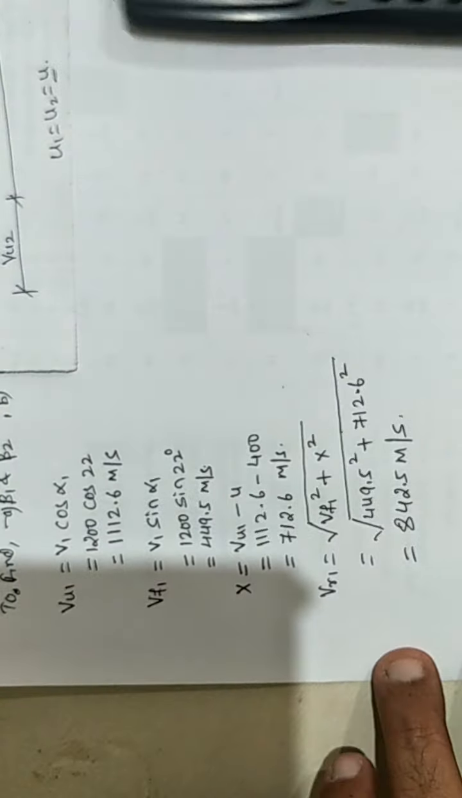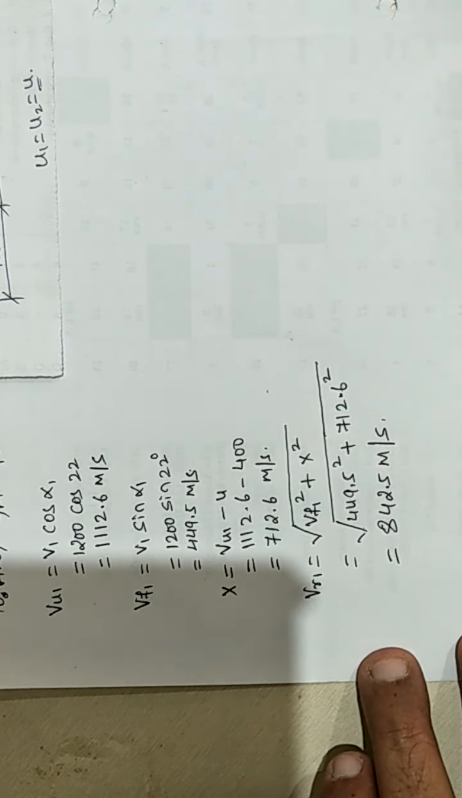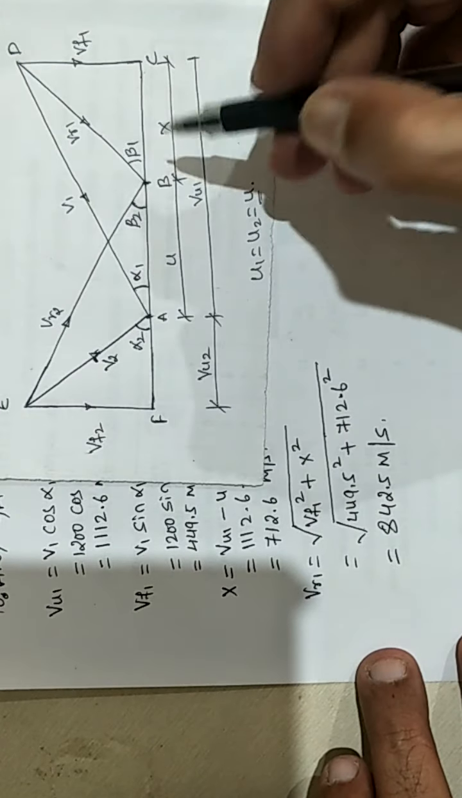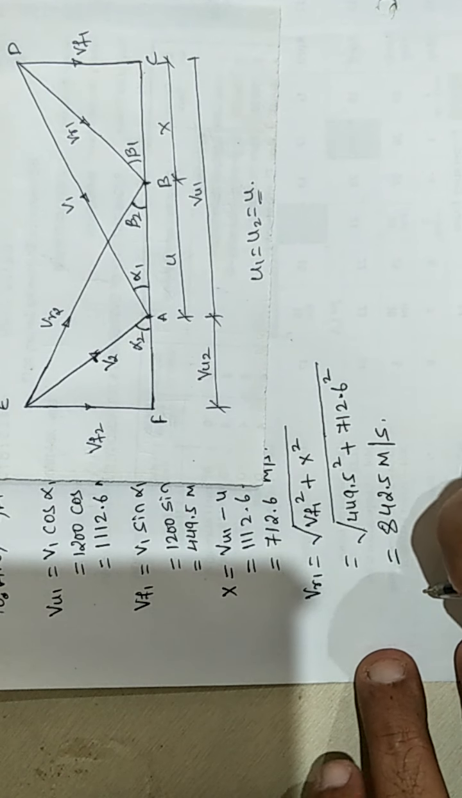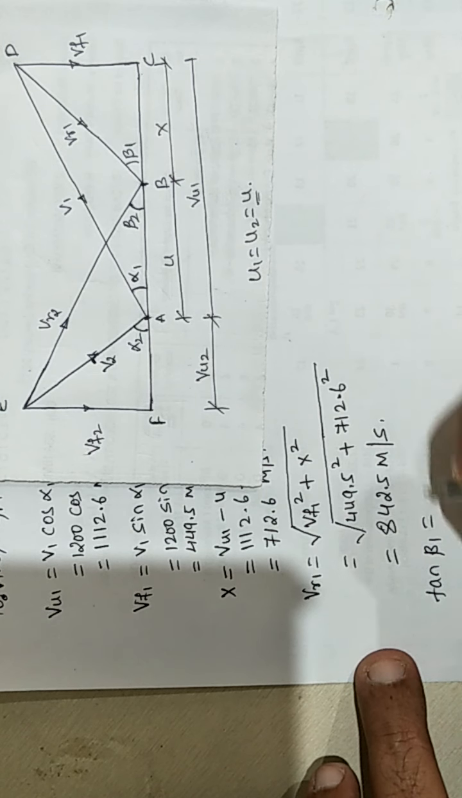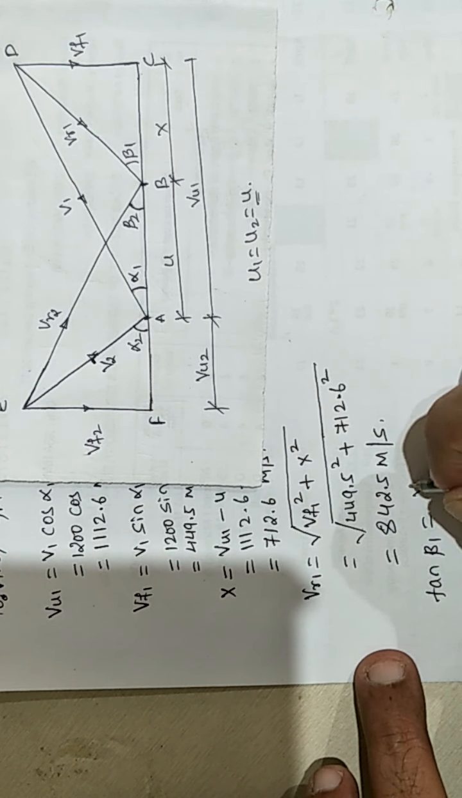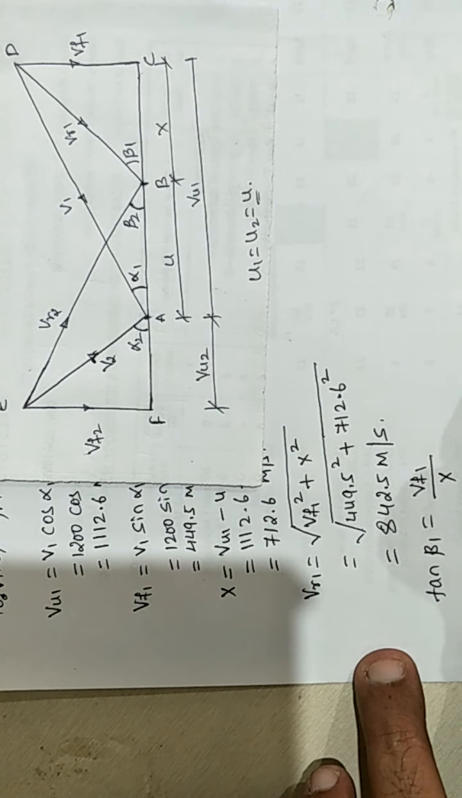So now I need to calculate beta 1. How am I going to calculate beta 1? tan of beta 1 is equal to opposite by base. So tan of beta 1 is equal to VF1 divided by X, that is opposite divided by base. Or I can write beta 1 is equal to tan inverse of VF1 divided by X.